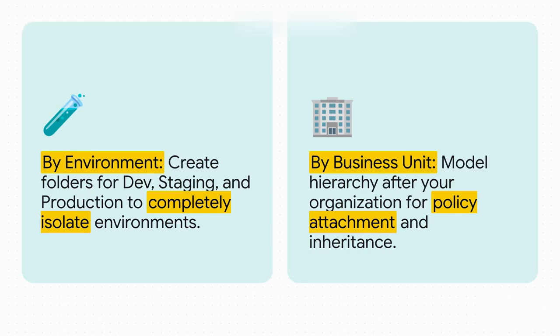Now, this brings up a huge debate, one you see online all the time. Should you structure your folders by environment, like dev, staging, prod, or by business unit, like marketing and engineering? Going by environment is super simple to get started, but trust me, it can get complicated fast. On the other hand, if you organize by business unit, it actually mirrors how your company is built, which makes it way easier to apply department-specific policies. But here's the deal: there's no magic bullet here. The right answer is whatever model best fits how your organization actually works.